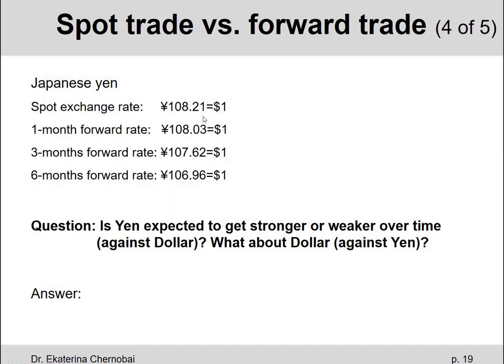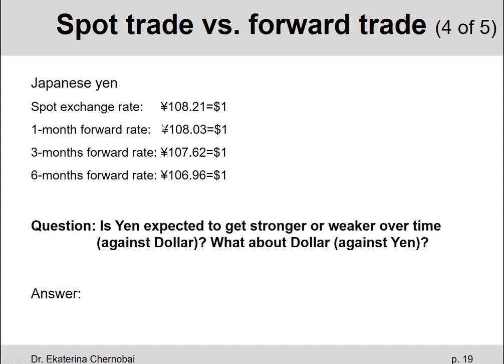Looking again at these exchange rates, as well as the spot exchange rate, which is 108.21 yen per $1. What can we say about the yen and the dollar? In particular, let's answer the following question. Is the yen expected to get stronger or weaker over time, like over the next 6 months, against the dollar? And what about the dollar? Is it expected to get stronger or weaker against the yen over the next 6 months?